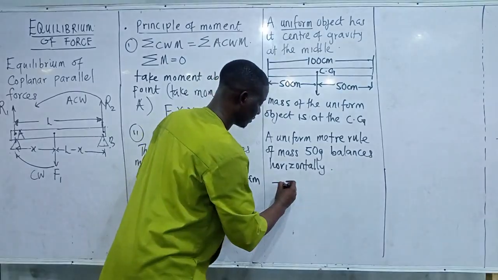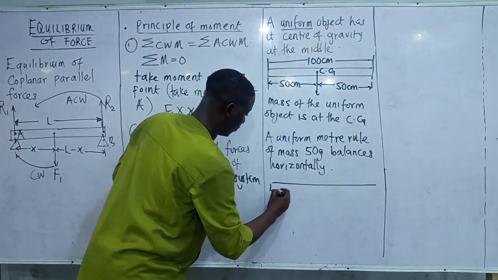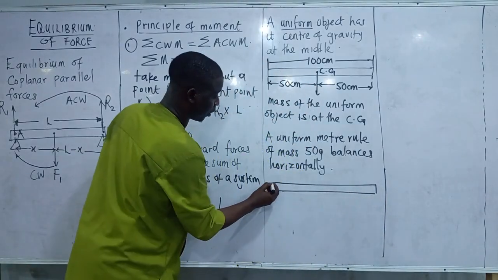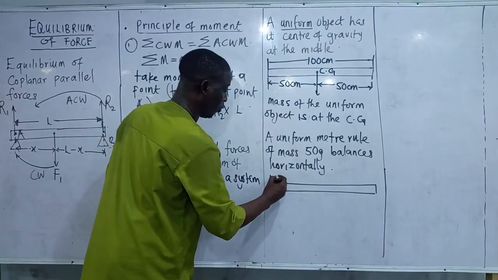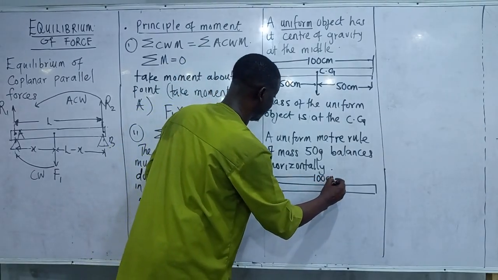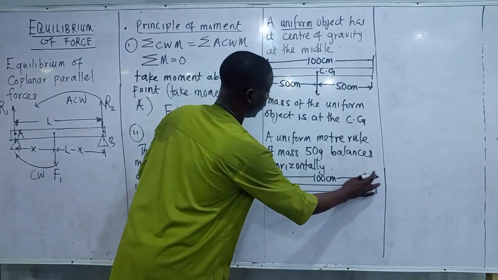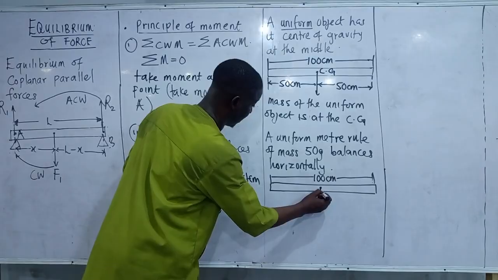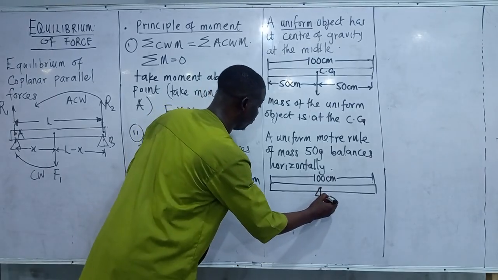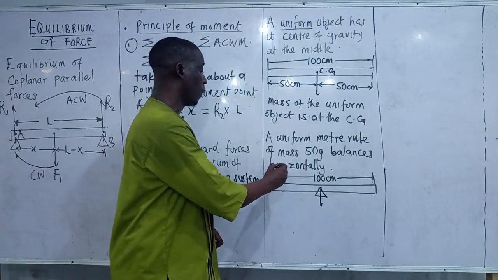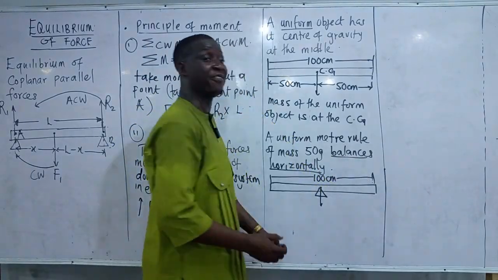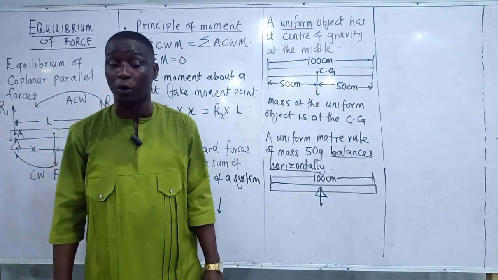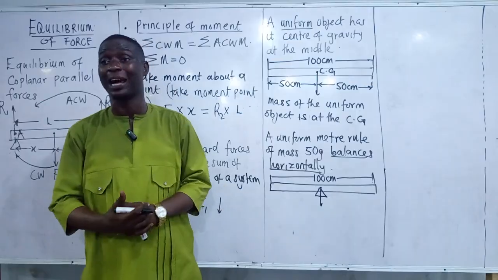What does that mean? Look at the board. I will draw a uniform meter rule. This is 100 centimeter. Now, what is the midpoint of that meter rule? Here, let's assume here. And that is where, what do we use to balance the meter rule horizontally? Knife edge. Knife edge, or what we call pivot, is what we use to balance a meter rule horizontally.